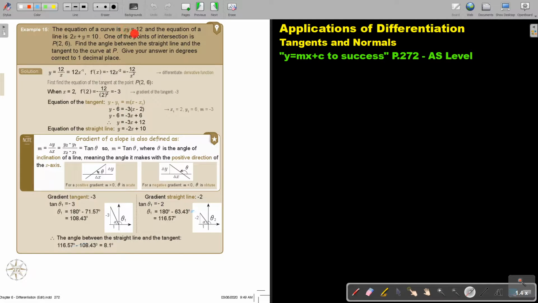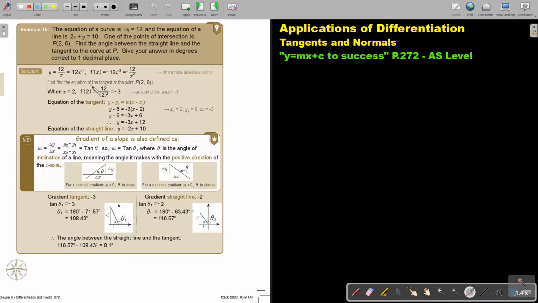Now, if we want to differentiate this curve, we must first make y the subject of the formula. How do we do that? We divide by x on both sides. Then remember, x cannot be in the denominator, so take it to the numerator. Now you can differentiate. If you differentiate, you will get negative 1 times 12, so it's negative 12x, and negative 1 minus 1, and that will be negative 2. And now you can bring it down. So differentiate, and this is the derivative function.